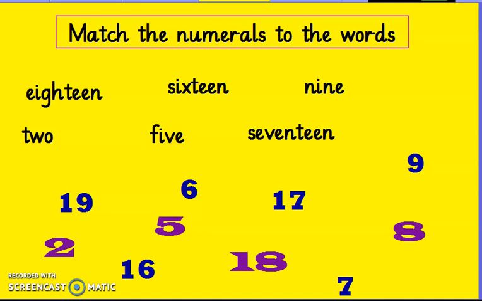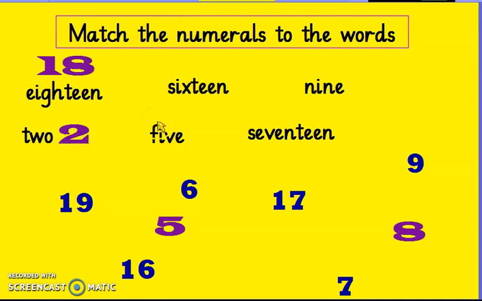Okay, let's have a go at matching the numerals to the words. Let's read through. So what's this one? 18. Can you find number 18? Yeah, there it is. Match them up. What's this one? Well, this is always a tricky one to read. So this one says number 2. Can you find 2? Yep.